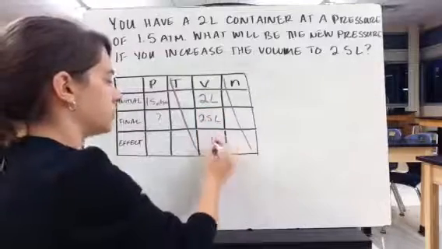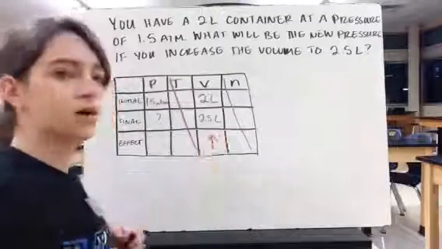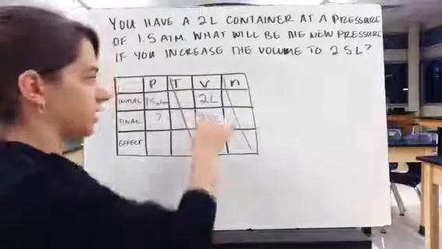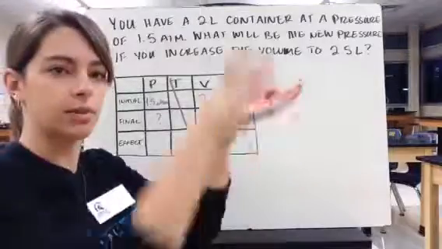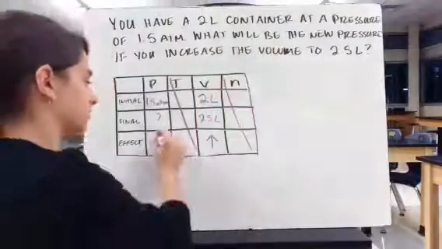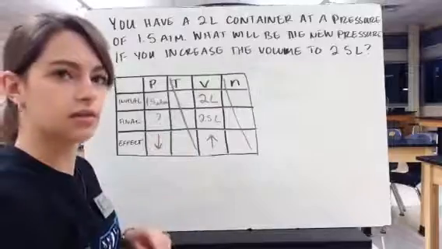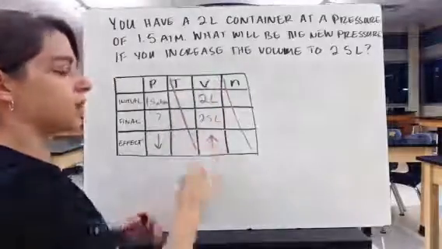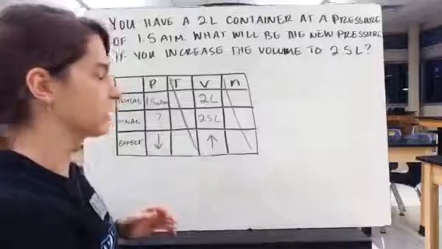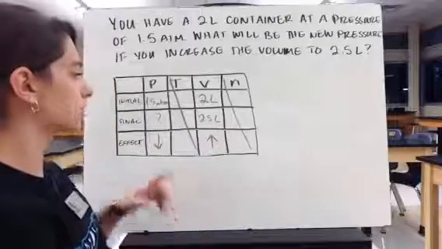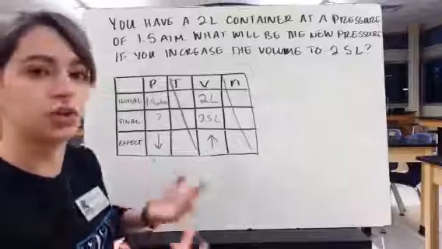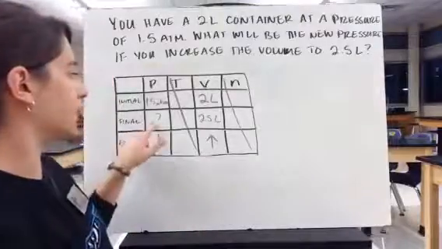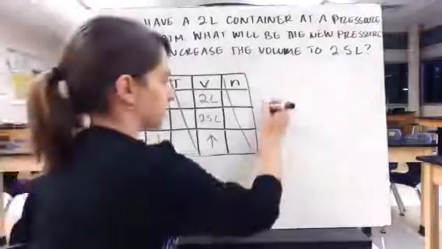Our volume is going up, so we're going to draw an arrow in the effect, because we said our volume increased. It went from 2 to 2.5. Now we know if volume's going up, our pressure is going to go down. So we put a down arrow. Now our table's filled out, and we're going to use this to guide our problem solving. The first thing we're going to write is the number that we're trying to find the new value of. We're trying to find new pressure, so we're going to start with our old pressure.